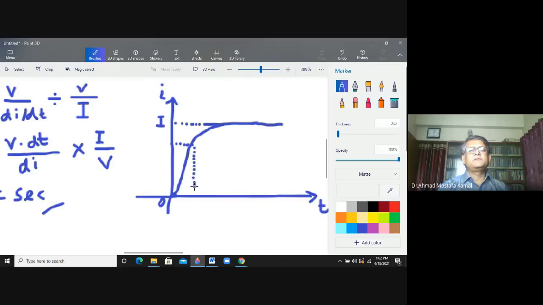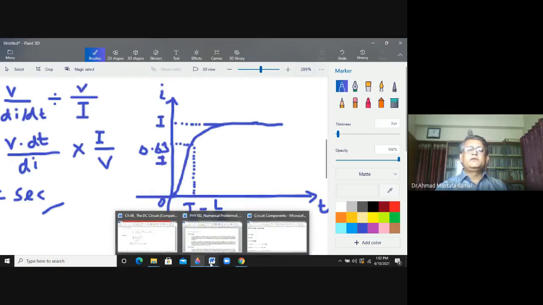If you draw a perpendicular line from there, you will get a time on the time axis, that is L by R, which is the relaxation time. And what is this? 0.63, or 63%, of maximum I. So this is tau equal to L by R. This is the exponentially increasing nature of the function.